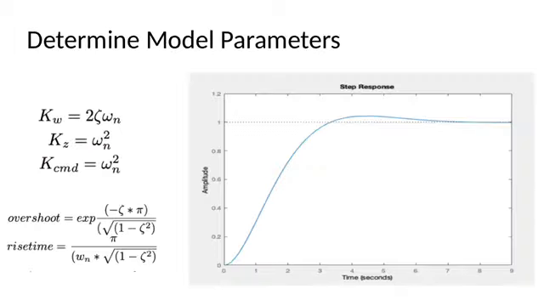We then decided our desired system response behavior by selecting the damping ratio and natural frequency of our system. We set the damping ratio to be 0.707 and the natural frequency to be 1 radian per second. Looking at the step response of our system, you can see that this parameter selection allowed for a rise time of 4.44 seconds and an overshoot of 4%.